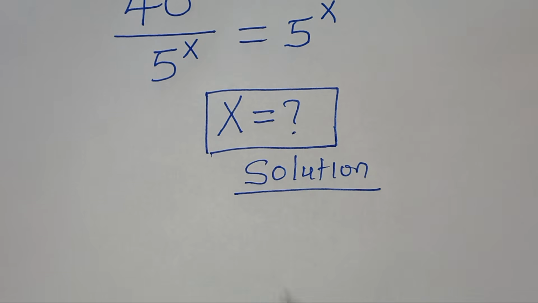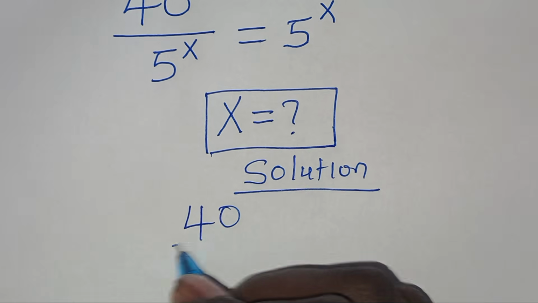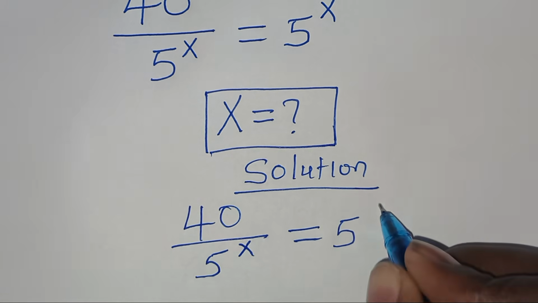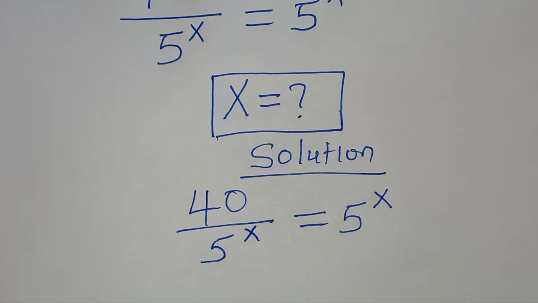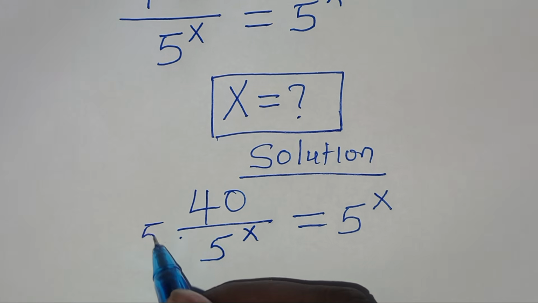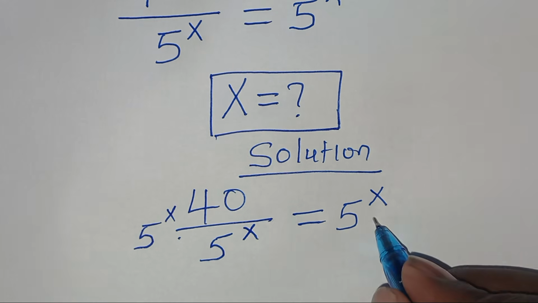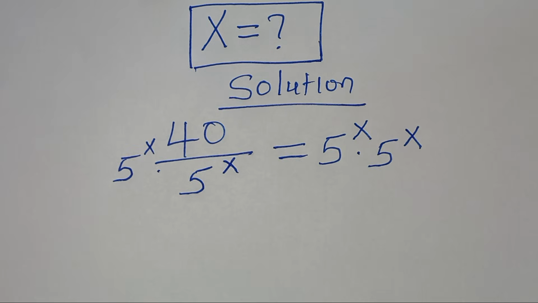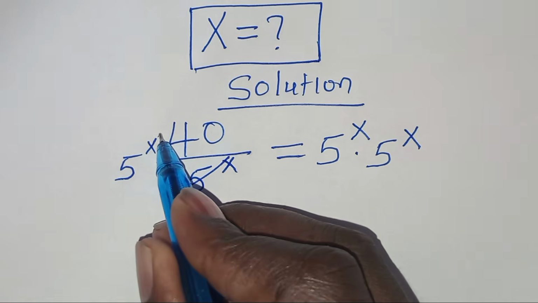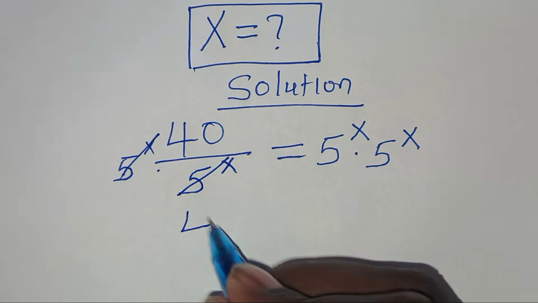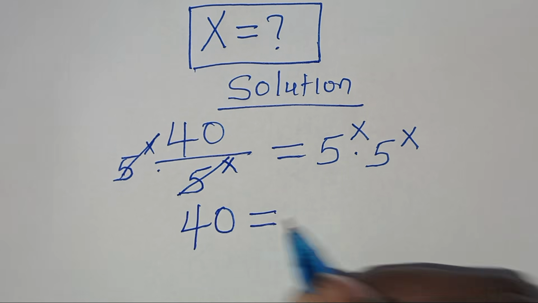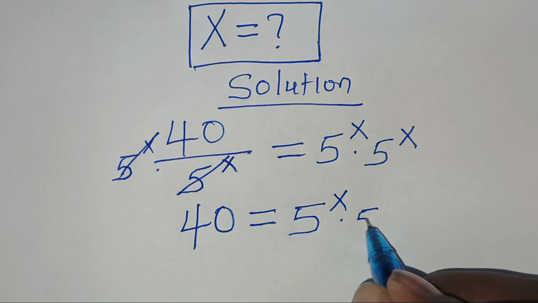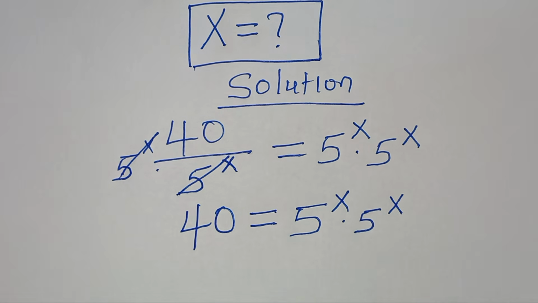So this implies that we have 40 divided by 5 to the power of x equal to 5 to the power of x. The first step is to multiply on both sides by 5 to the power of x. So we simplify 5 to the power of x and 5 to the power of x so that we have 40 equal to 5 to the power of x multiplied by 5 to the power of x.